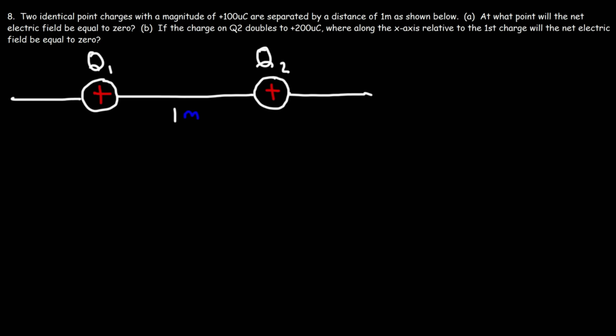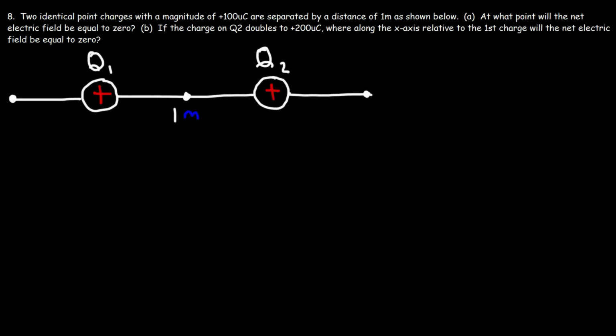Number 8. Two identical point charges with a magnitude of 100 microcoulombs are separated by a distance of 1 meter as shown below. Part A. At what point will the net electric field be equal to 0? Will it be to the left? Will it be between Q1 and Q2? Or to the right? So let's identify 3 points of interest.